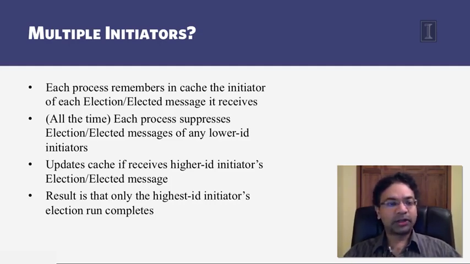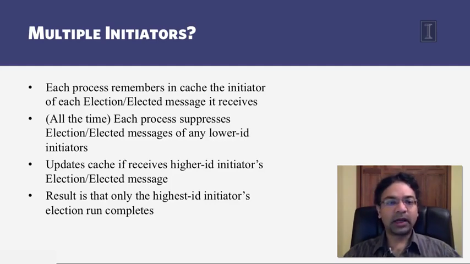Now, multiple initiators can be supported by modifying the protocol we have discussed so far, by having each process remember in its own cache the initiator of each election and elected message it receives. You can have the election and elected messages carry the ID of the initiator itself. Whenever a process receives an election or elected message that has a lower ID initiator than one it has seen so far, it doesn't forward those messages anymore.